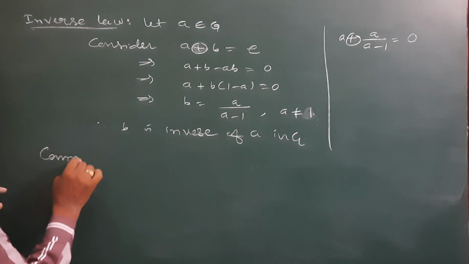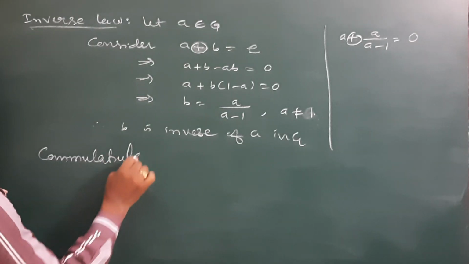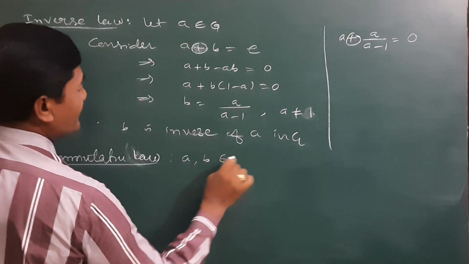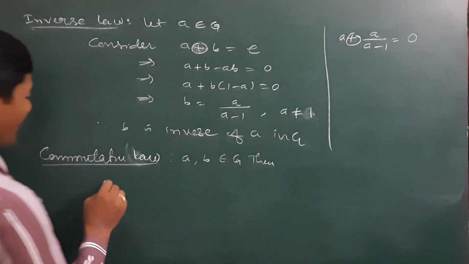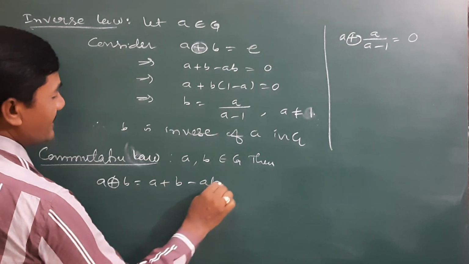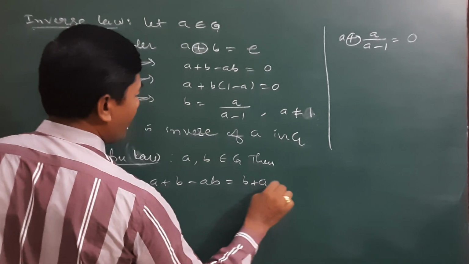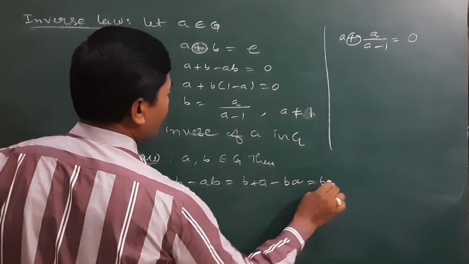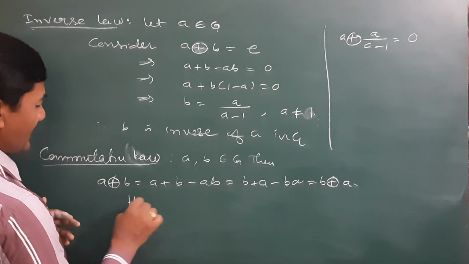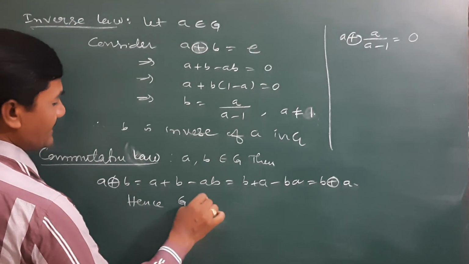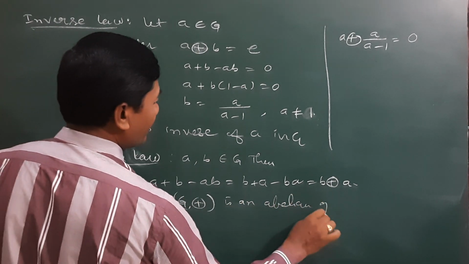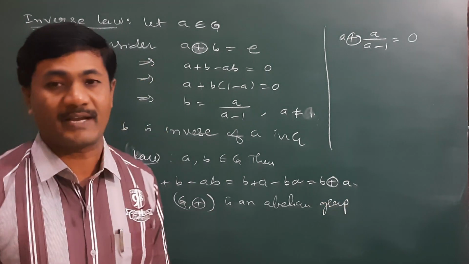So the last property, commutative law. Let a, b belong to G, then immediately a ∘ b is equal to a + b − ab. This can be written as b + a − ba. This is nothing but b ∘ a only. Hence, the commutative property holds. So hence G with ∘ is an abelian group. Thank you very much for good listening.